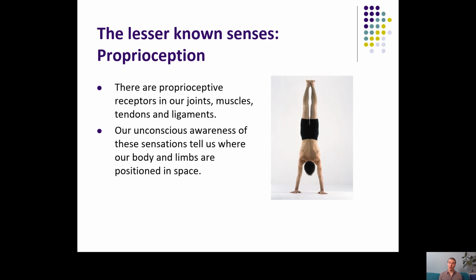The next one is proprioception. So this is very much around receptors in our joints. So there are proprioceptive receptors in all of our joints and muscles, as well as our tendons and our ligaments. And our unconscious awareness of these sensations tell us where our body and limbs are positioned in space. So for example, you might notice that you bump into things a bit more frequently because you struggle to know exactly where your body is in space and in a room.